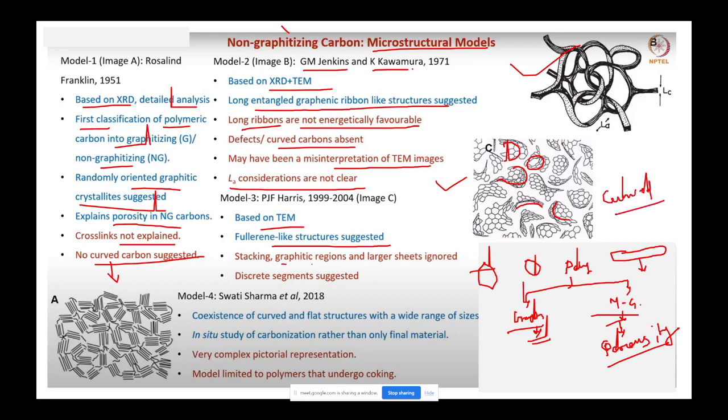And then the stacking graphitic regions and larger sheets are ignored, discrete segments suggested. Okay, so here you can see the discrete segments. I mean, it's not very continuous, it's all separated. But yeah, this is more of a fullerene kind of structure.